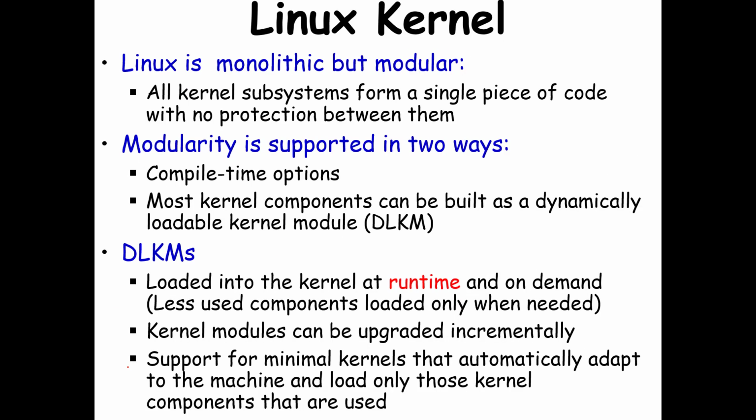The Linux kernel as such is monolithic in the sense that all the kernel subsystems form a single piece of code, and there is no protection or boundary between the pieces of code. Modularity is supported in two ways. One is that if you ever build the Linux kernel, you will see lots and lots of options at compile time, before compiling. These options can be used to configure the behavior of the kernel.